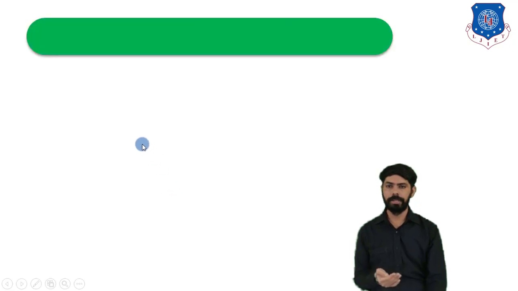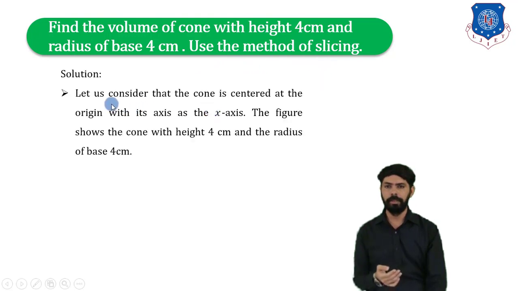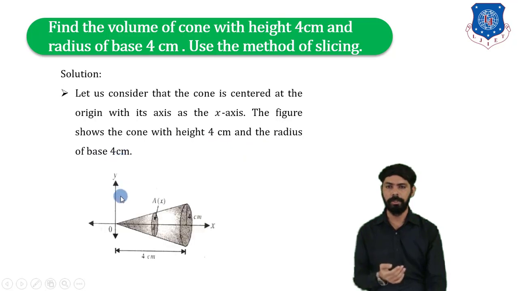Now we will discuss an example related to this: find the volume of a cone with height 4 cm and radius of base 4 cm. Use the method of slicing. Here let us consider that the cone is centered at the origin with its axis as the x-axis, and the figure shows the cone with height 4 cm and radius of base 4 cm. So this is the figure of the cone. Here you can see that height is 4 cm and radius is also 4 cm.